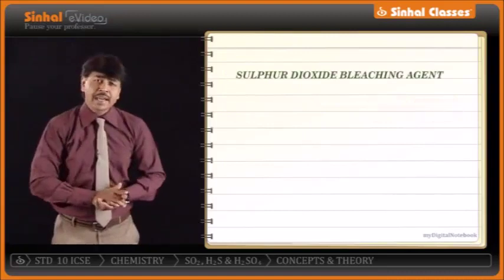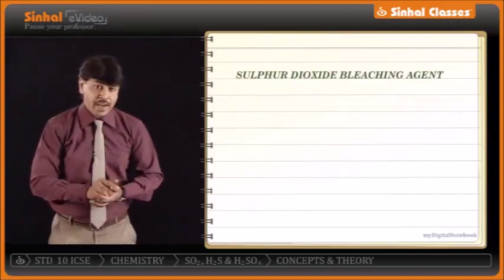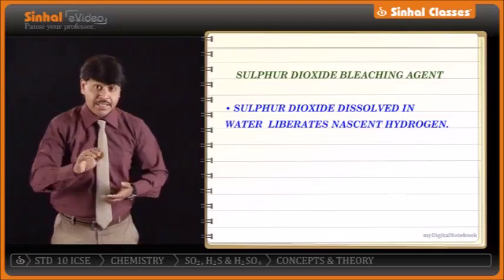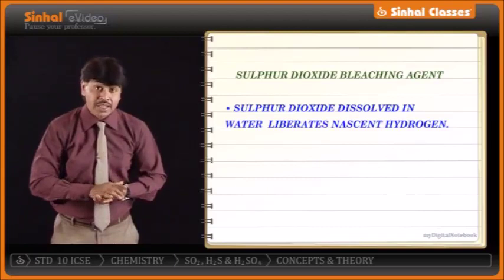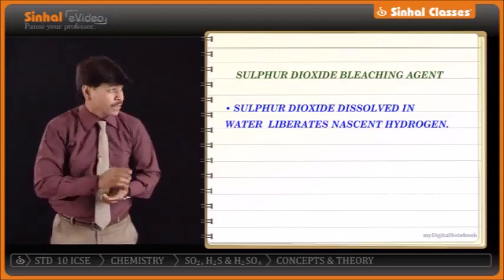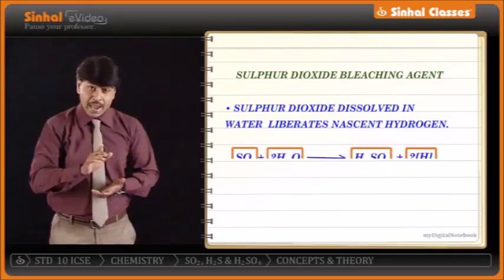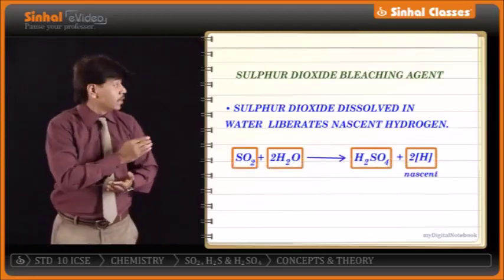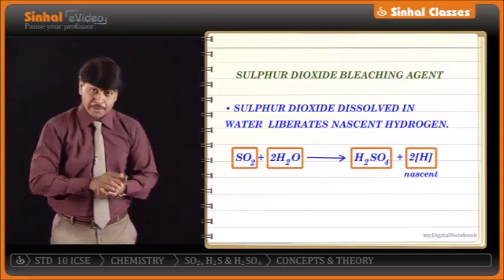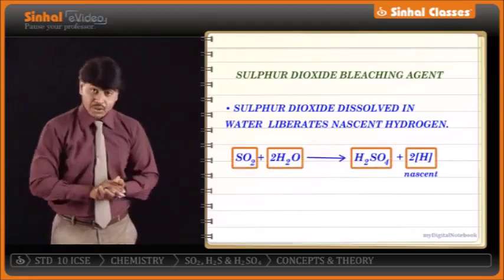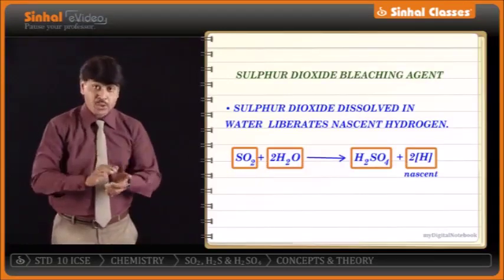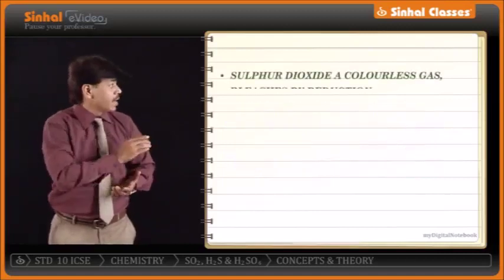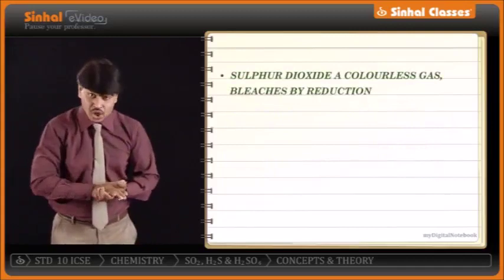Sulfur dioxide can be used as a bleaching agent. It bleaches by liberating nascent hydrogen. That is, the bleaching action of sulfur dioxide is due to reduction. If we take sulfur dioxide gas and pass it in water, 2H2O, we will get H2SO4, sulfuric acid, along with 2 nascent hydrogen, written as 2[H]. Now this sulfur dioxide, which is a colorless gas, bleaches by reduction.